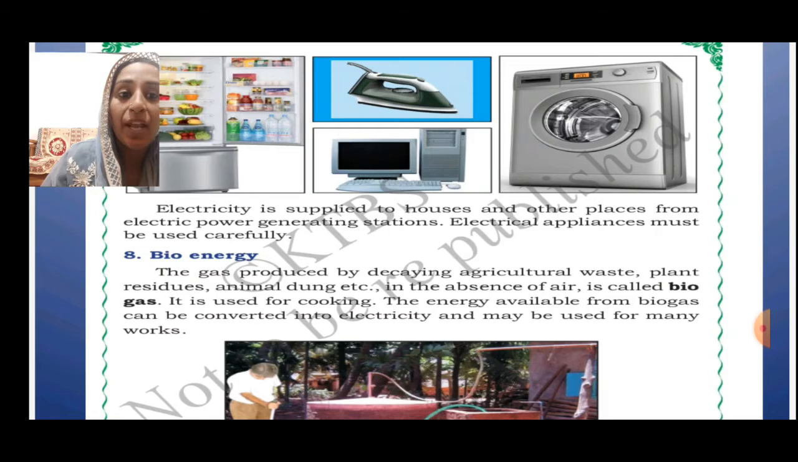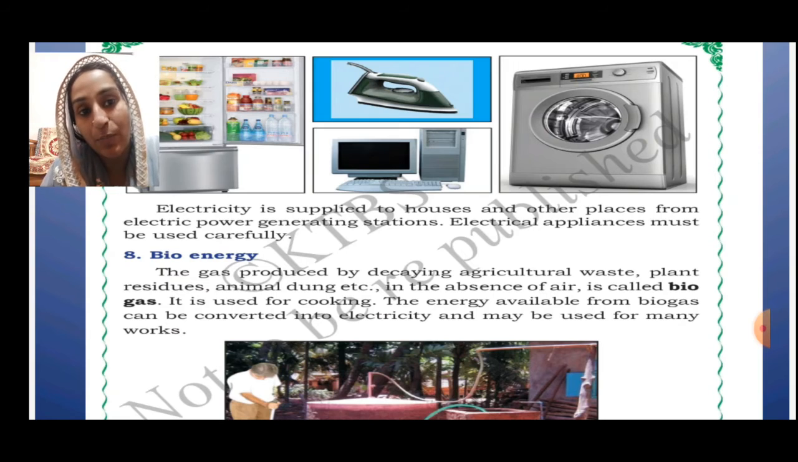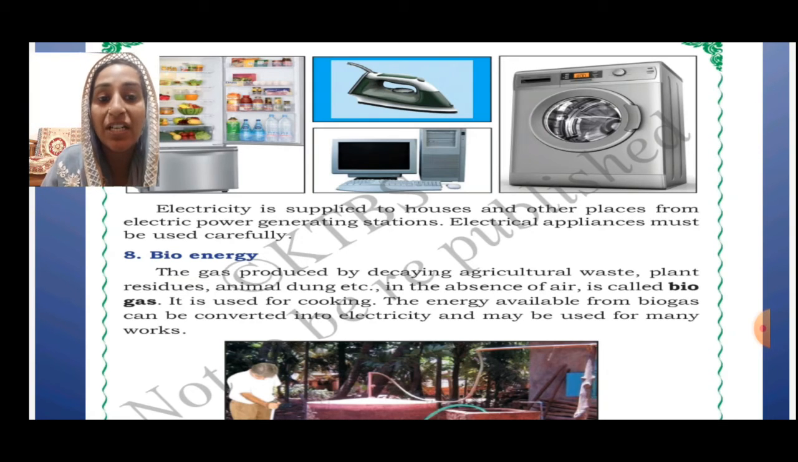Electricity is supplied to houses and other places from the electric power generating station. This electricity is produced by the electric power generating station. Electrical appliances must be used carefully. If you don't use them carefully, what happens? It will produce a shock, and it may be dangerous for your body and your health.